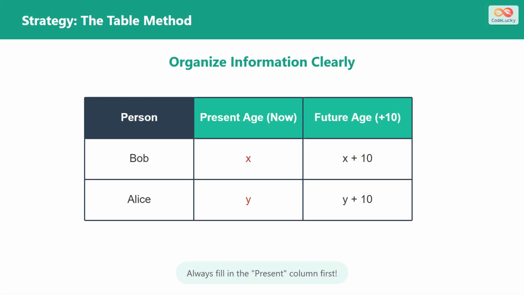A great strategy to avoid mistakes is the table method. Create a simple grid. List the people on the left. Then, make a column for present age and a column for the future or past age. Fill in the present column first with your variables, then fill in the next column by adding or subtracting the time difference. This visual organization prevents confusion.